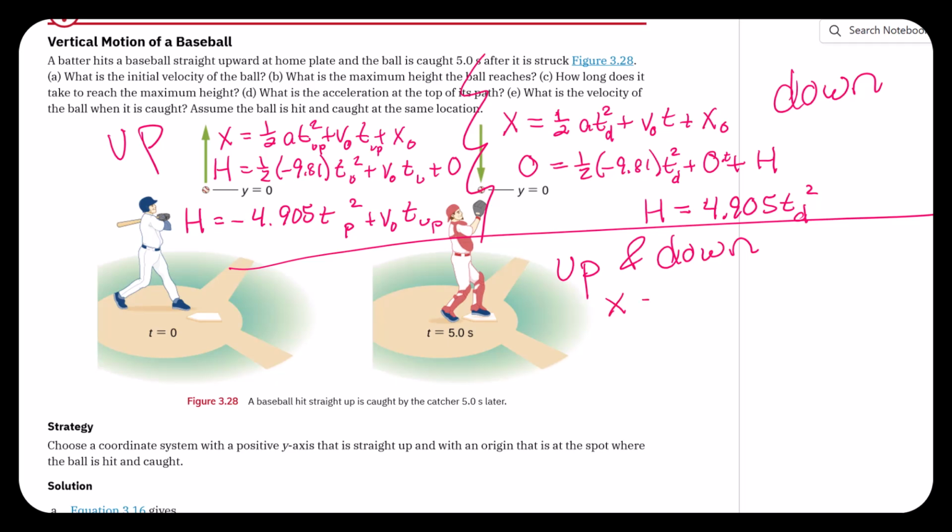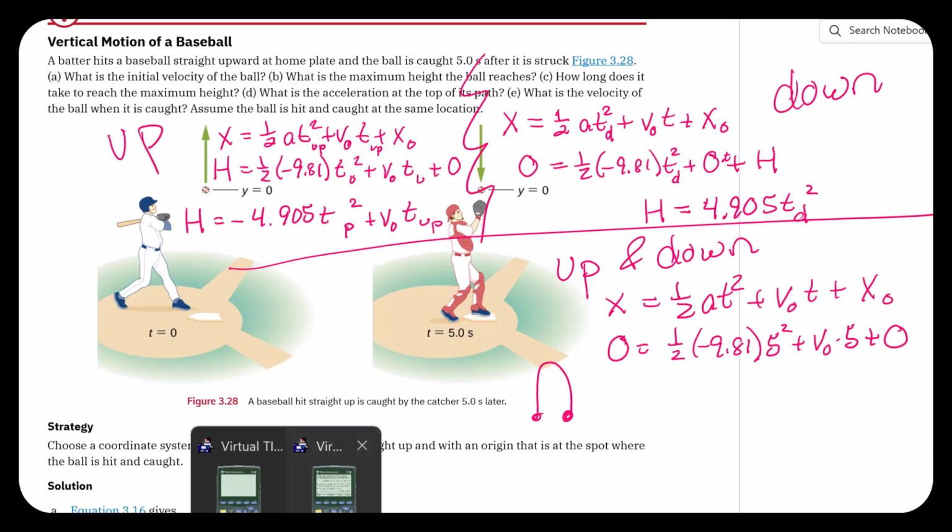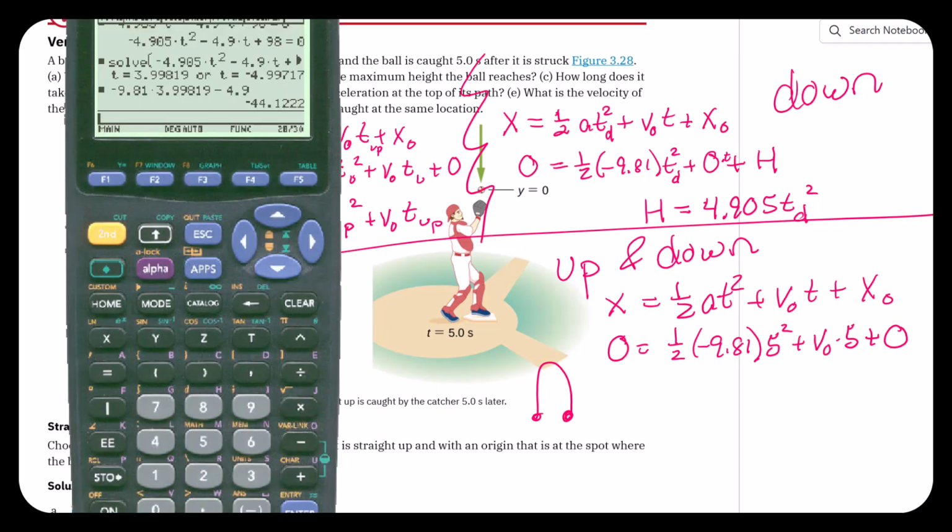So if I have this 1/2 at squared plus v naught t plus initial, if I'm starting at base and I'm going back to base, then my x here are both 0. And that actually makes everything infinitely easier because I know that the time here is 5, my v naught, and the time is 5, and then that's it. And I don't have to do all the crazy stuff that I was trying to do, thinking this problem cannot possibly be that hard. And it wasn't.